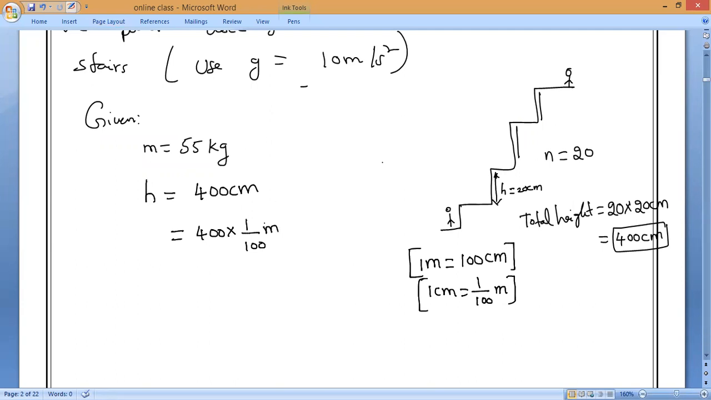So, it will get cancelled. So, total height is equals to how much? H is equals to 4 meters. So, that is what he climbed.